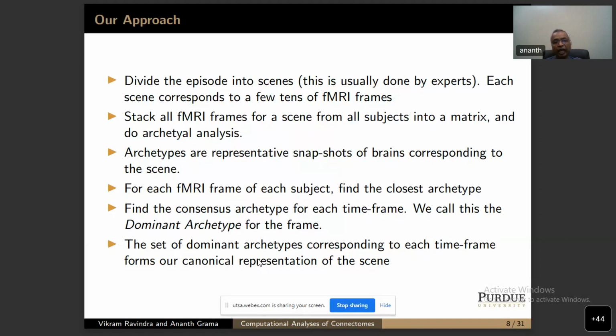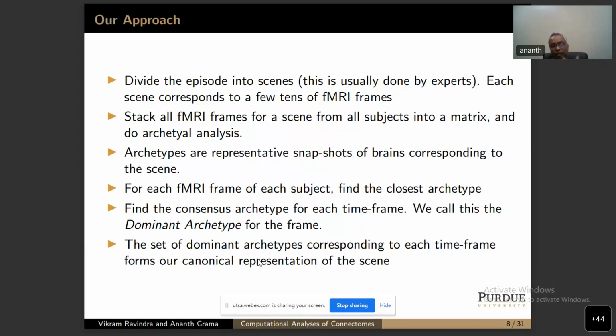So then I'm going to stack all the fMRI frames that correspond to one scene from all subjects into a matrix, and I'm going to do archetypal analysis. As I mentioned, archetypes are representative snapshots of brains corresponding to the scene. So if I find all the corner points, basically what I'm going to get is the archetypes of neuronal responses as I'm watching each scene.